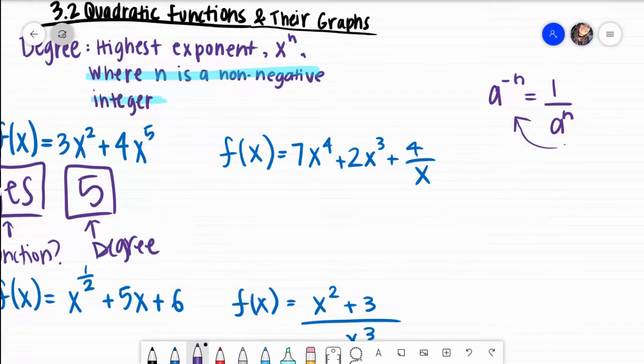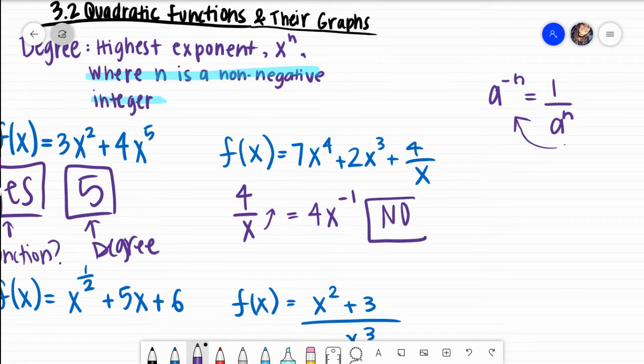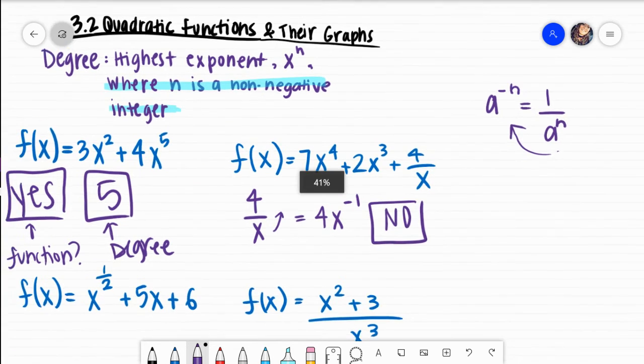So what I would notice here is if I actually looked at my 4 over x, this would need to come out of the denominator, which would make it 4x to the negative 1. And so I noticed that my exponent is not a non-negative integer. It actually is negative. So no, it's not a function. There is no degree to this because it's not an actual function.